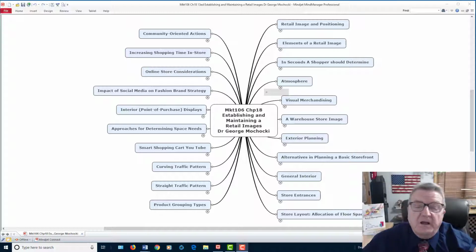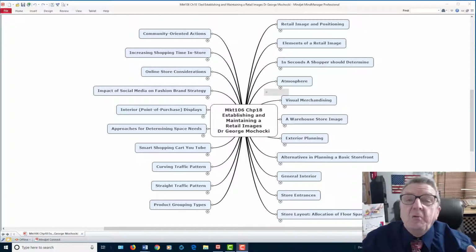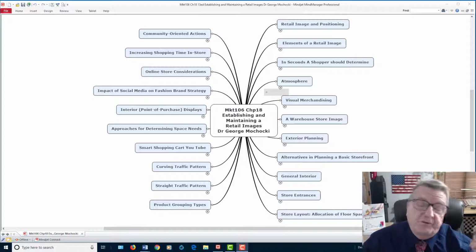Okay, so here's what we have. We're going to be starting Chapter 18. Remember, this is something that's important for your major project, your retail store that you'll be opening up, and tell me how you're going to promote it and how it's going to be successful for the next 3 to 5 years.